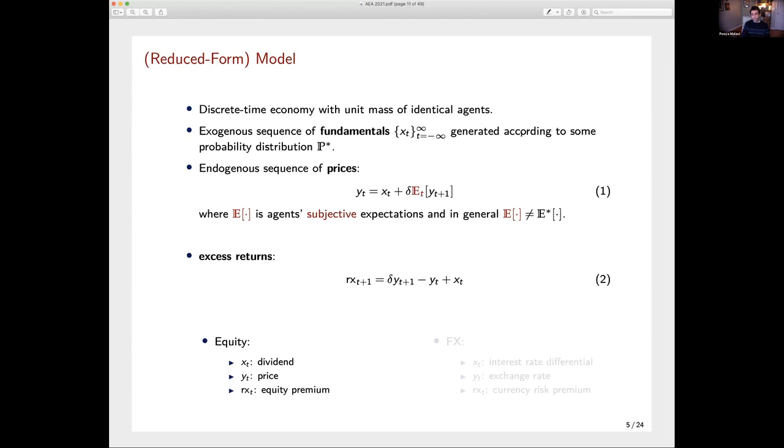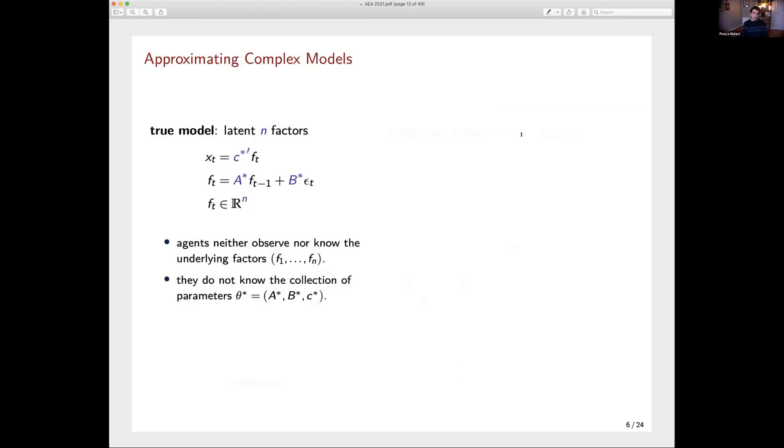Or we can think about foreign exchange markets, where xt is the interest rate differential between two currencies, yt is the exchange rate, and rxt is the currency risk premium. All right. So I didn't tell you where the subjective expectations come from. Let me now talk about that.